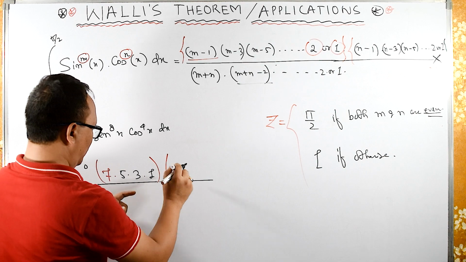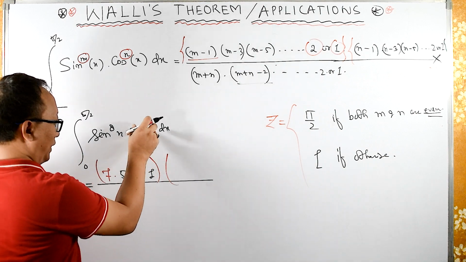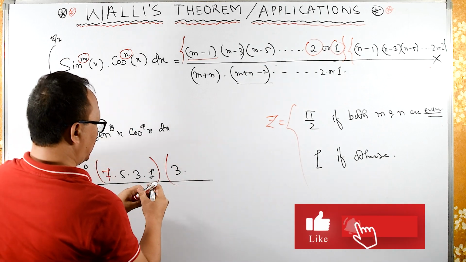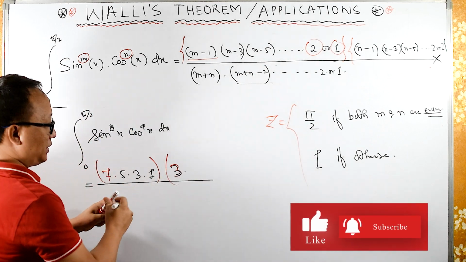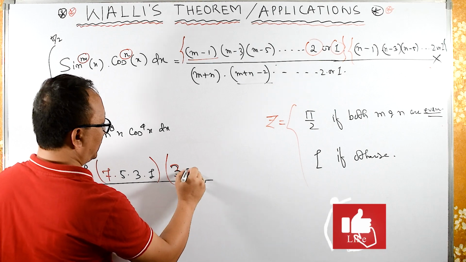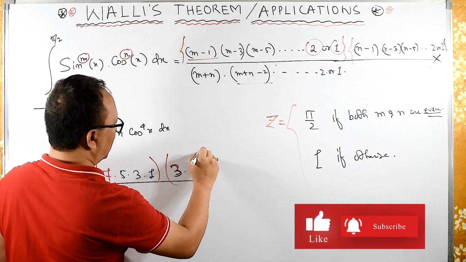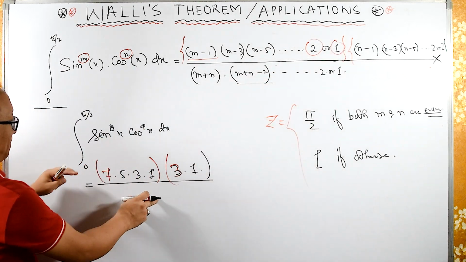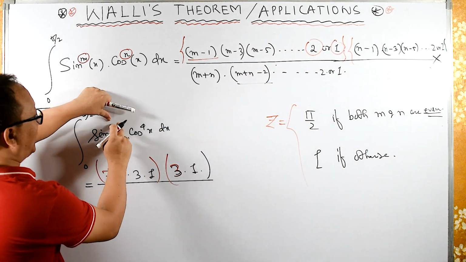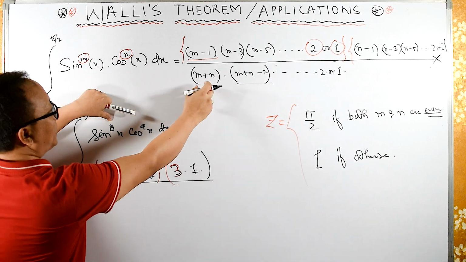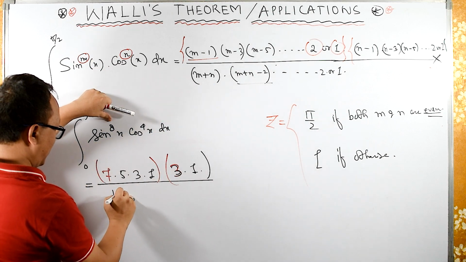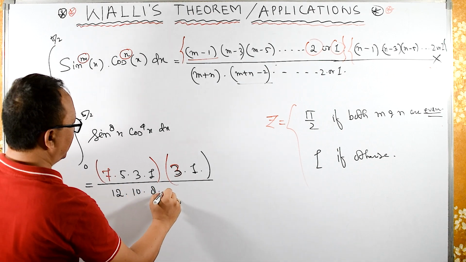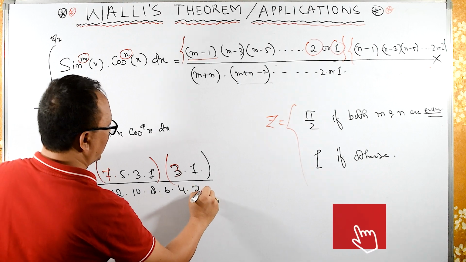Into, the contribution for cos 4x is what? From 4 decrease 1, I have 3. Keep on decreasing 2, 3 minus 2 is 1. I have to stop here because I have 2 or 1. Upon, here 8 plus 4 is m plus n, which is 12. Here keep on decreasing 2: 10, 8, 6, 4, 2. I have to stop here.